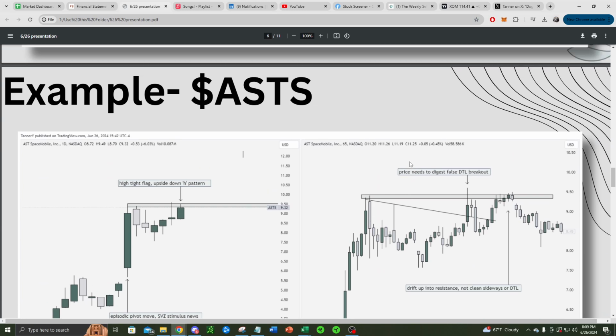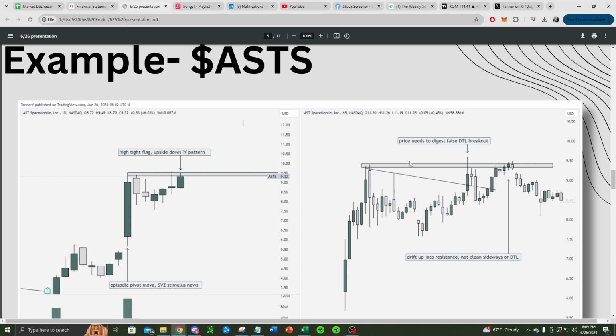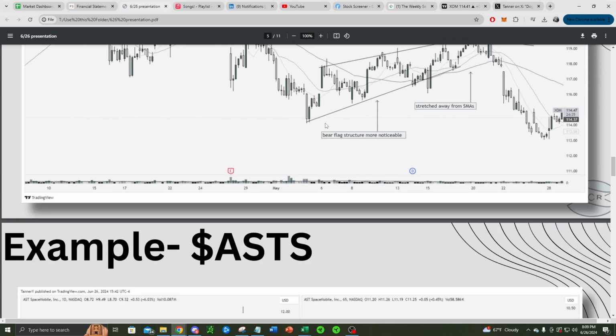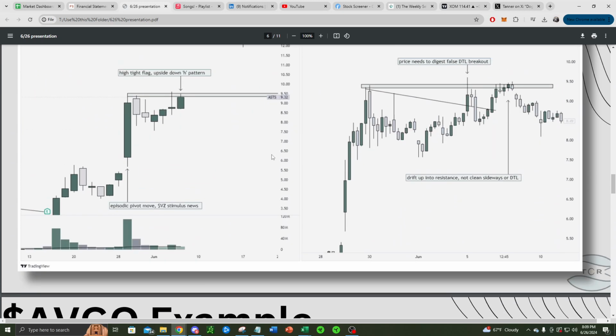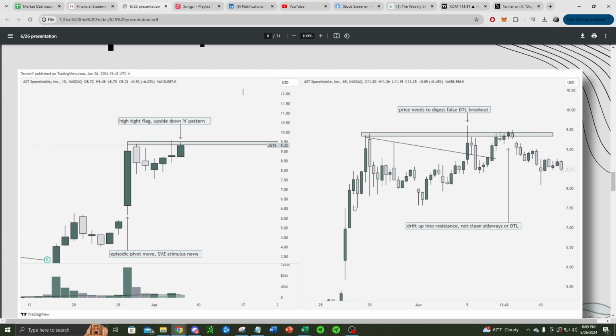Okay, so here's another one with ASTS, and this was a little bit different. So XOM was a slower mover, larger downtrend line. ASTS is a faster mover, more of a small cap name that got an EP a couple of weeks ago, and I tried trading this, not right here, a little bit later on, but I tried trading this and it just kind of dribbled upwards.